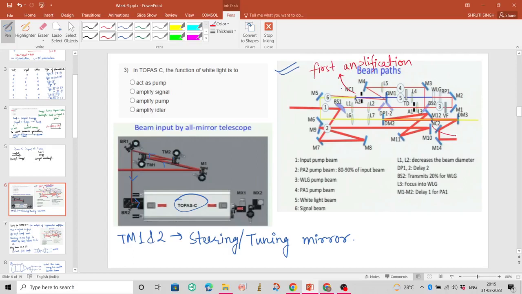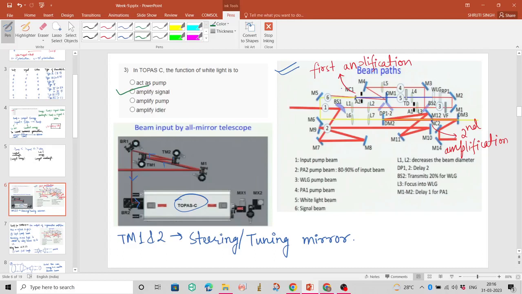And here is the second amplification, 2 times amplification happening. So in TOPAS C, the function of white light is to amplify the signal. So the answer will be B.